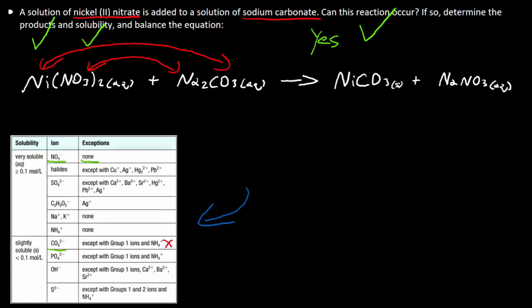It looks like there are 2 nitrates and sodiums on the left, while there are only 1 of each on the right, so we can put a 2 in front of this sodium nitrate. And I believe that all of the other nickels and carbonates are all balanced, so we can put a tick there, and we get full marks.